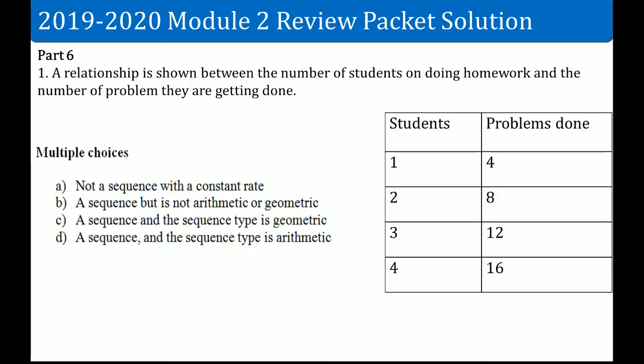Part 6. A relationship is shown between the number of students doing homework and the number of problems they are getting done. Okay, not a sequence with a constant rate. That is wrong. It seems like the problems done are increasing by 4 for every single one student. So it's a sequence, but is it not arithmetic or geometric? I don't think so. It looks like it's arithmetic because it's going up by 4 problems for every single one student. So the answer would be D. The problems done is increasing by 4 for every single student. So it is a sequence and it is a type of arithmetic sequence because it is increasing by a constant rate.